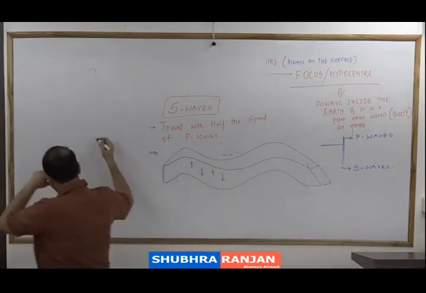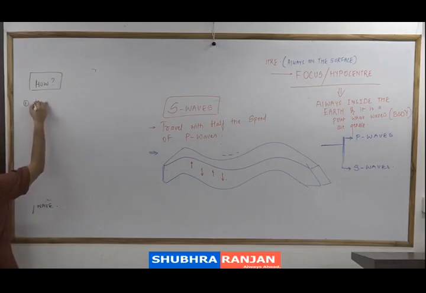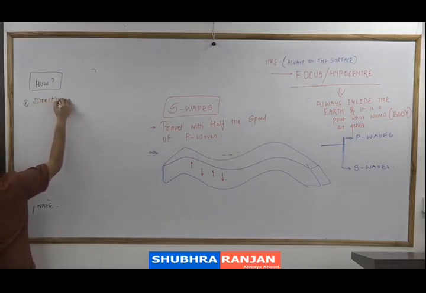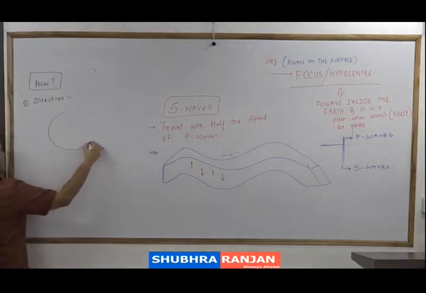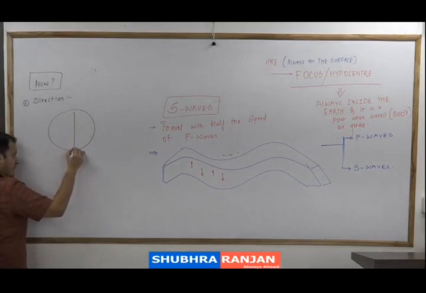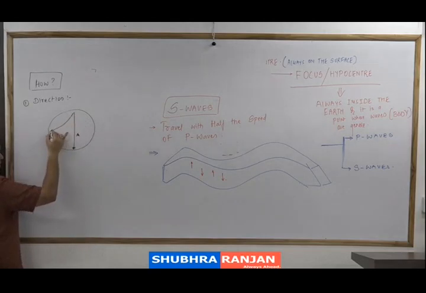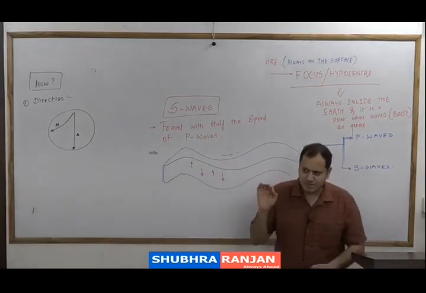Now, how do they help in studying the interior of the earth? First is direction. Suppose this is the focus, and from here the wave is generated. Don't write anything, just understand: if the wave travels in manner A versus manner B, what can you conclude?